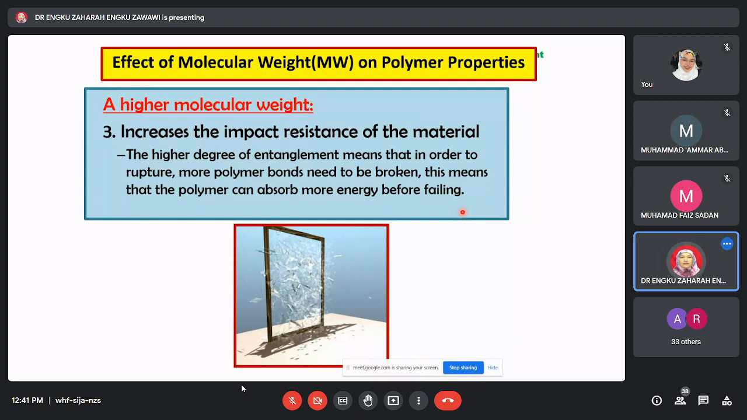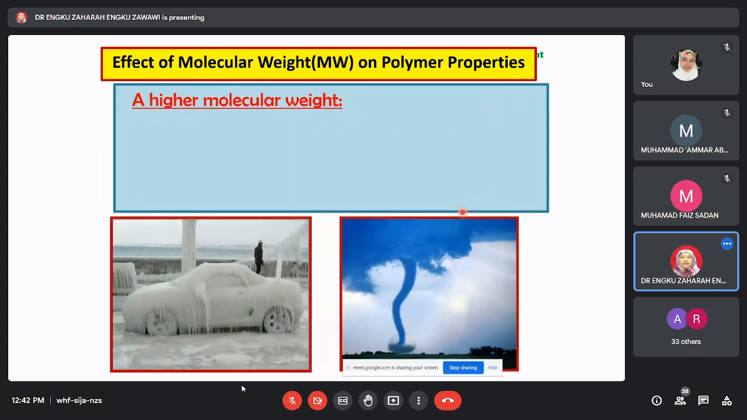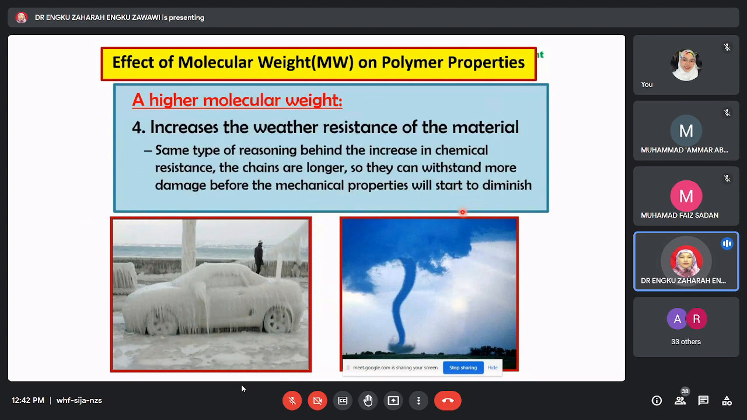impact, kita kenakan hantaman, increases the impact resistance of the material lah kalau high molecular weight. So the higher the degree of entanglement means that in order to rupture, more polymer bonds need to be broken. Okay, so this means that the polymer can absorb more energy before failing. So the higher the molecular weight, next is increases the weather resistance of the material.